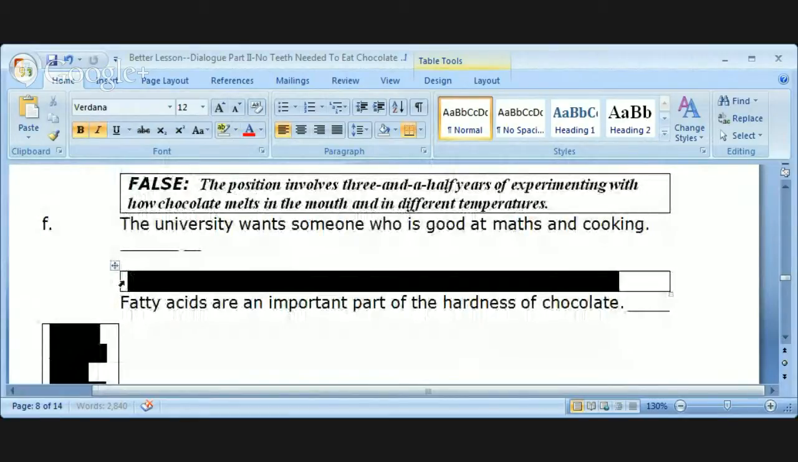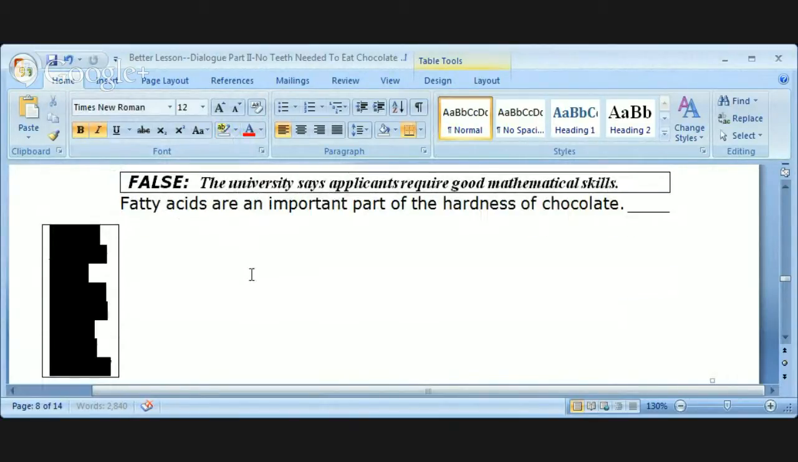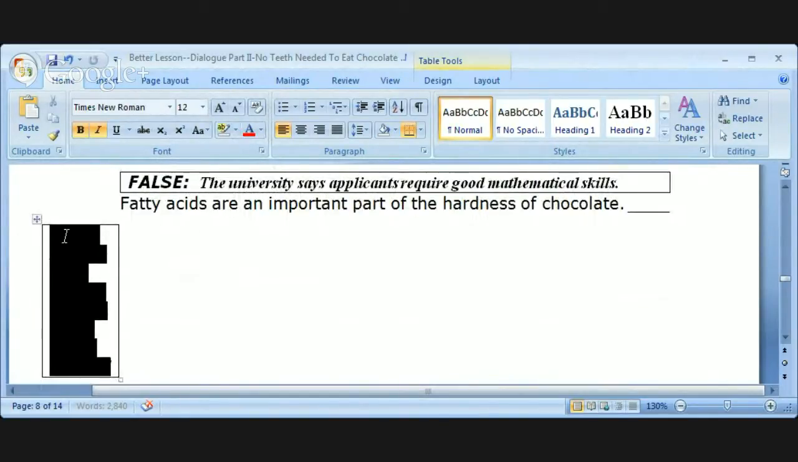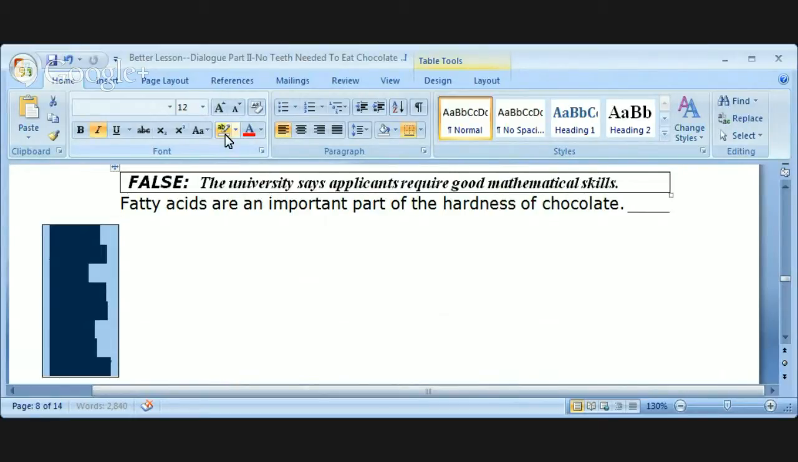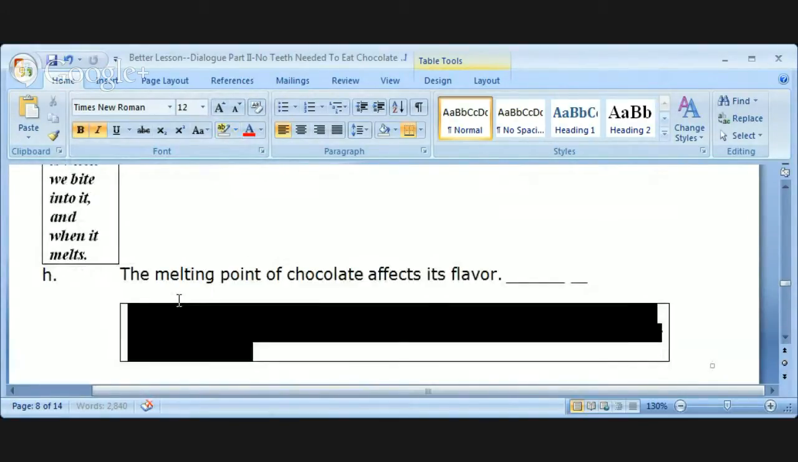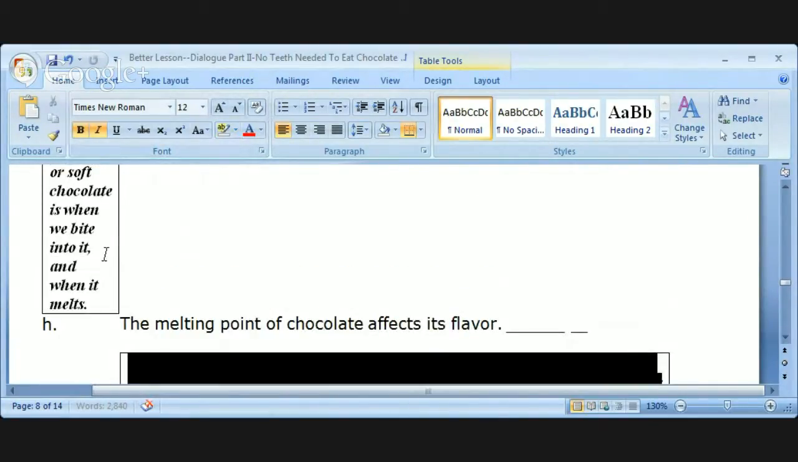And F, if the university wants someone who is good at math and cooking. No, just math, so it's false. It was math and science. And this one, fatty acids are an important part of the hardness of chocolate. I don't remember, but it seems to be true. Okay, it's true. And H, the last one.